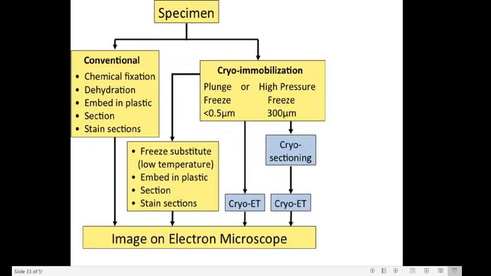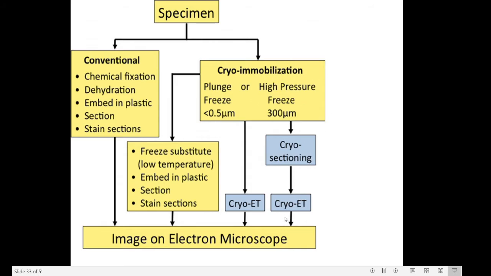It's a short explanation. For the conventional method, it's heat fixation, dehydration. Dehydration means removal of water with heat or freeze thawing. Then embed in plastic, placing the plastic over there. That is the cover slip placing method. Then section, cut the microbe. Then staining sections.